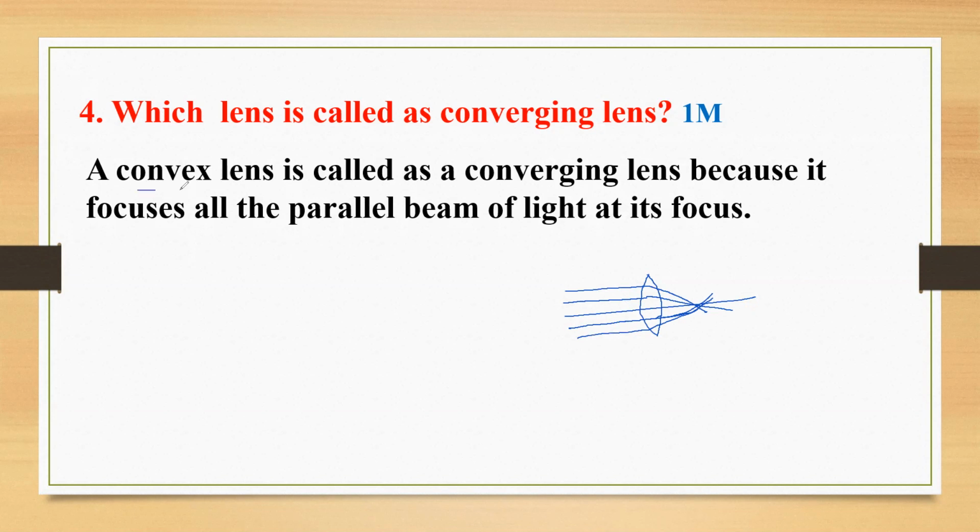Remember, convex lens is called as a converging lens because it focuses all the parallel beam of light at its focus, isn't it? This is the focus what we used to write now. This is the converging lens. Okay. Convex lens is also called as converging lens. Move to the next question.